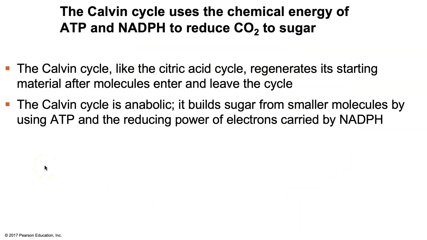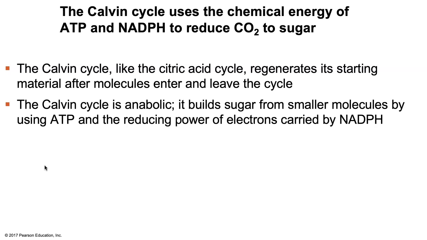The purpose of cycles in metabolism is to regenerate what it starts with. And the Calvin cycle is no exception. We saw a cycle in cellular respiration, which was the citric acid cycle, or the Krebs cycle, which started off with acetyl-CoA, and then we ended up with oxaloacetate, and it was a cycle where we were creating citric acid. So the Calvin cycle is also a cycle. So it's going to be able to regenerate its starting material after all of the molecules and all the energy molecules enter and leave that cycle.